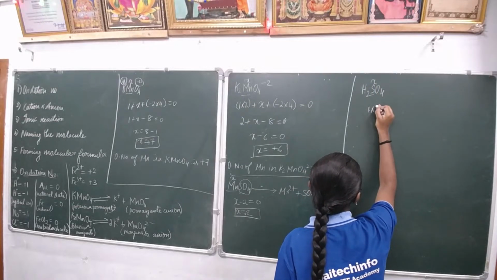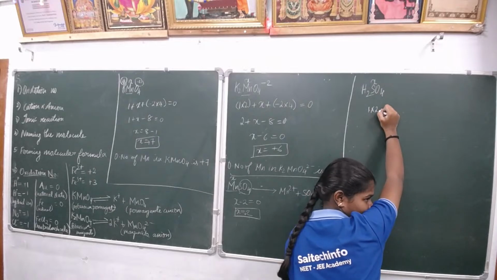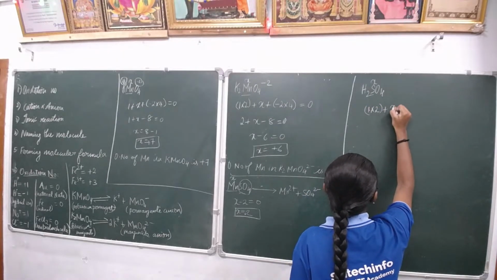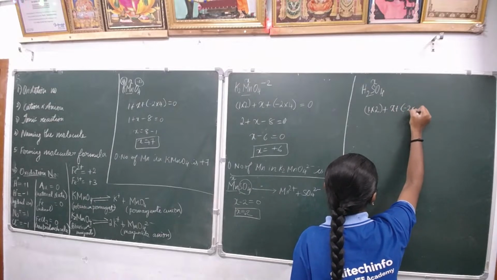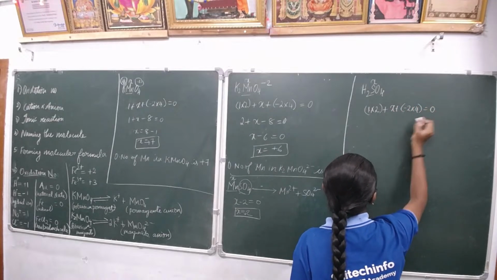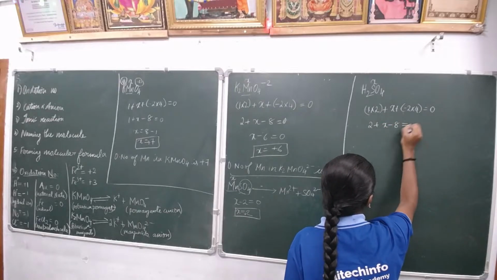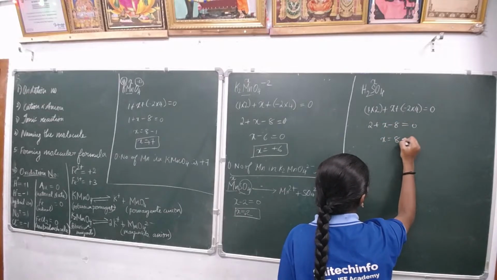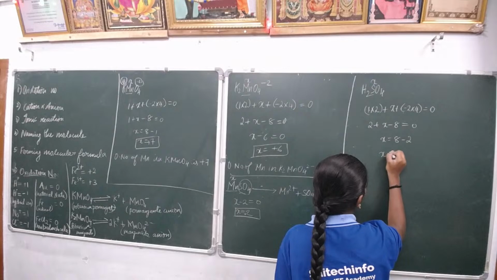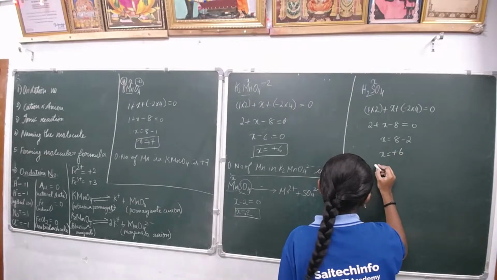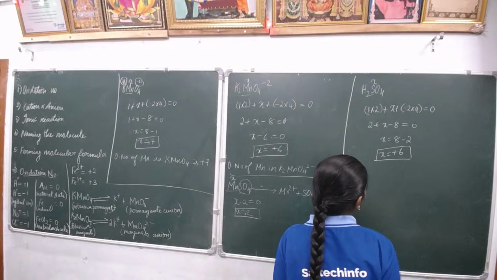And this is plus 1, oxygen minus 2. The net is 0. So plus 2, 2 into 1, plus x, 4 into minus 2, minus 8, 0. So x minus 6 is equal to 0, x is equal to plus 6. So the oxidation state of sulfur in sulfuric acid is plus 6. Okay.